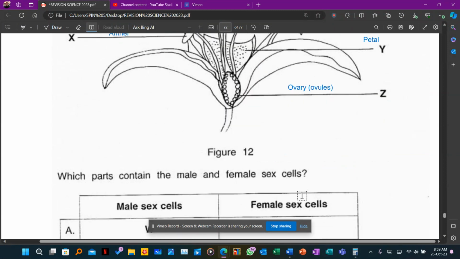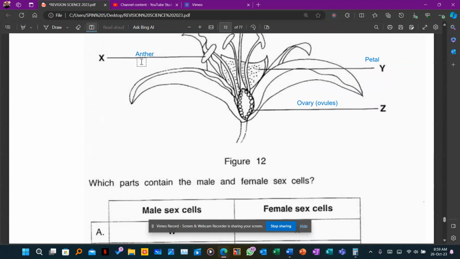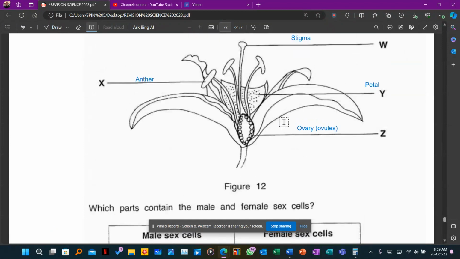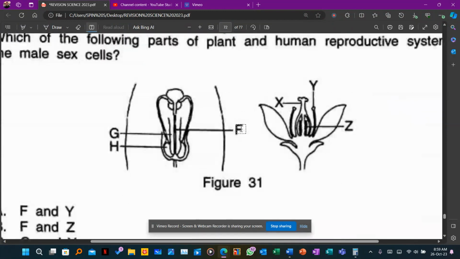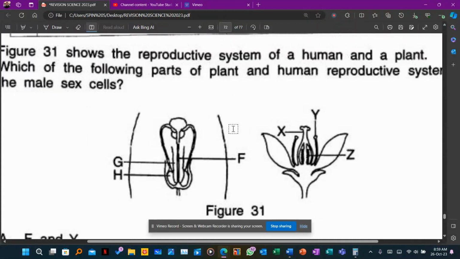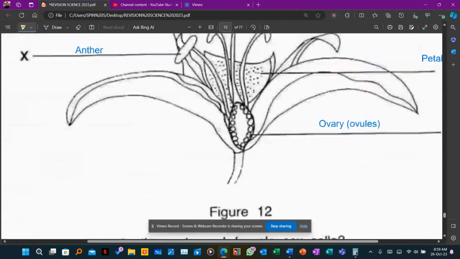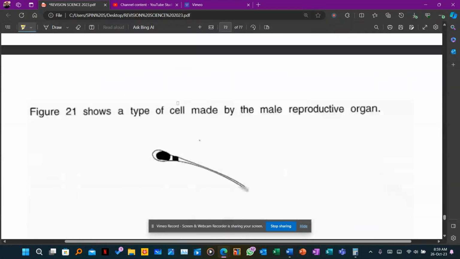So which part contains the male and female sex cells? Male sex cells are always found in the anther, just like the testis. And then female sex cells are always found in the ovary, just like the ovary of the female as well. So here, they compare which one stores the male sex cell. For the male sex cell, it is stored in the testis, which is this one. And for the flower part, it is this one, which is the anther. So you can see this part here is similar. Okay, let's go to the next one.